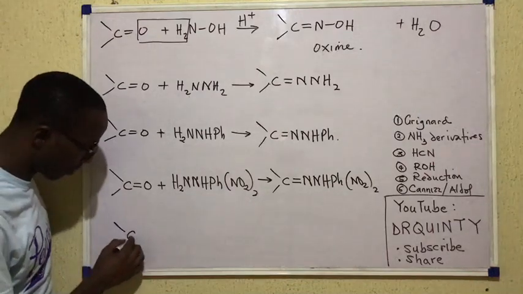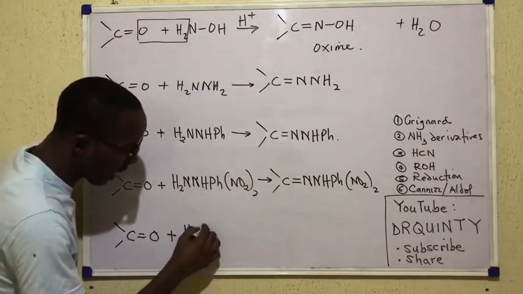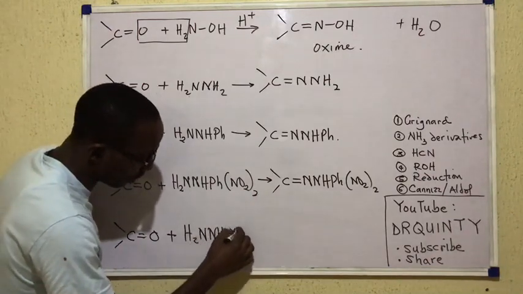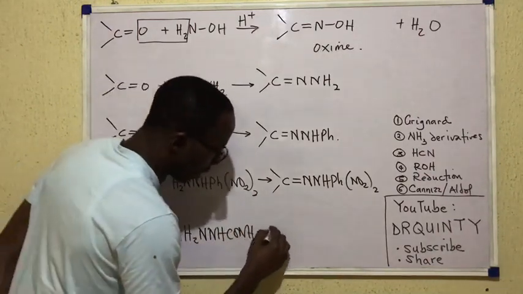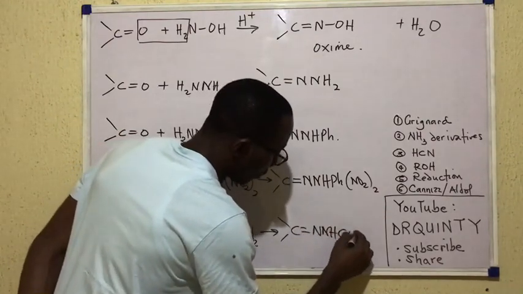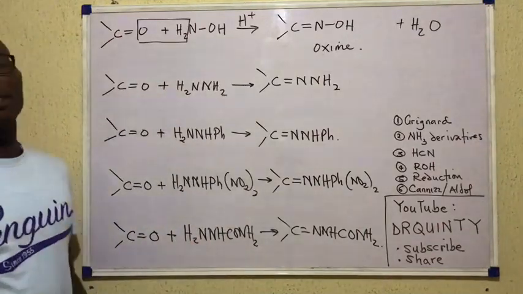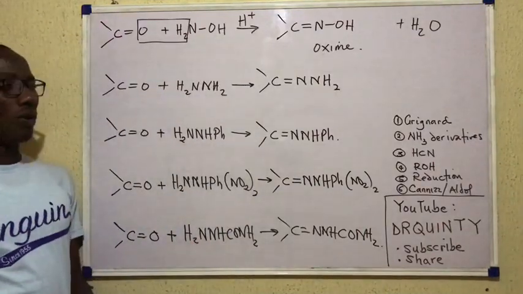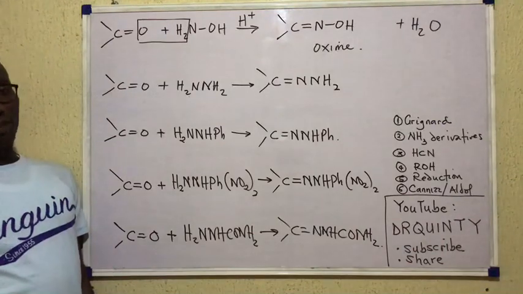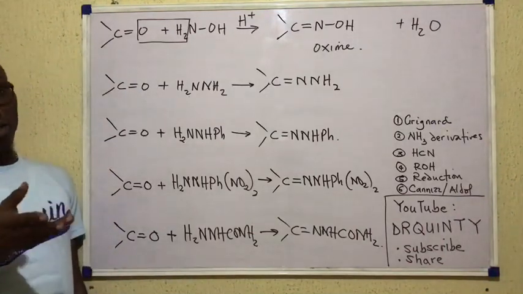Then what about the semicarbazone? How do we draw the semicarbazone now? So this is CO, then we have H2N, NHCO, NH2, so that when they react we get double bond N, NHCO, NH2. So in the exam, if you are given any alkanal or alkanone, irrespective of what it looks like, just follow the same pattern. Remember how the reaction occurs.